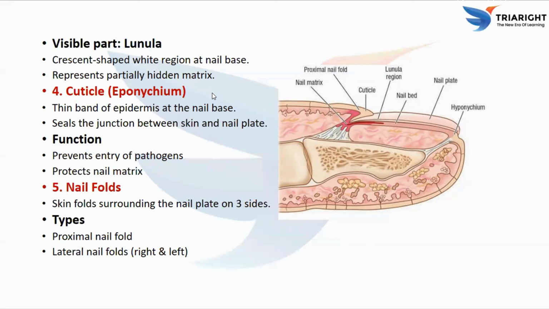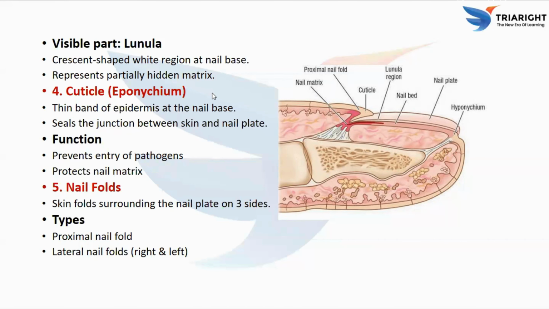So lunular visibility varies from person to person. If it is very small or absent, lunula may be normal. But a sudden disappearance can indicate systemic diseases like, for example, malnutrition or also anemia.